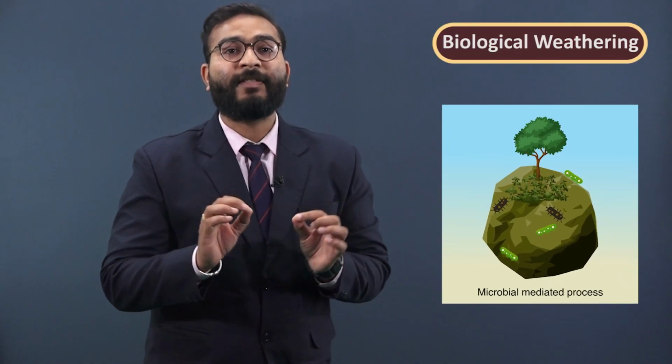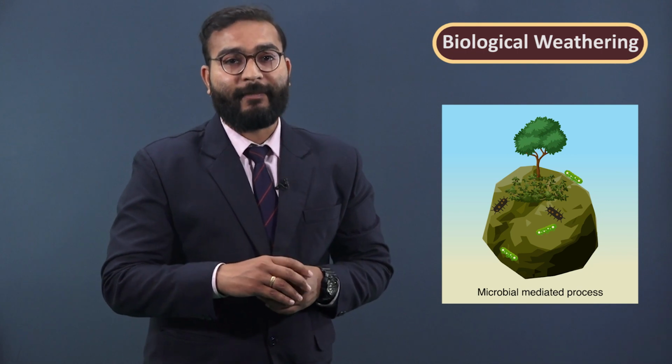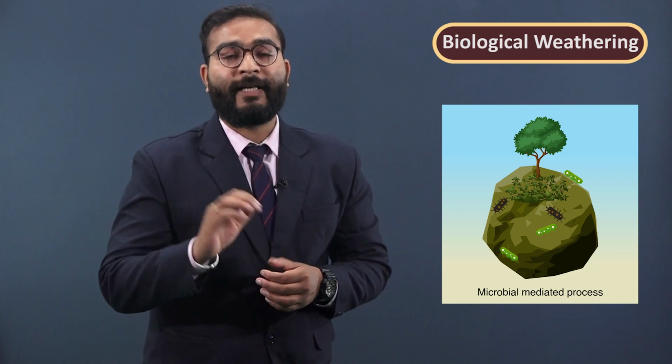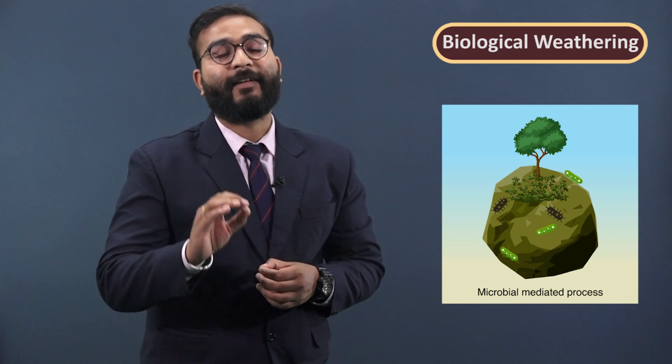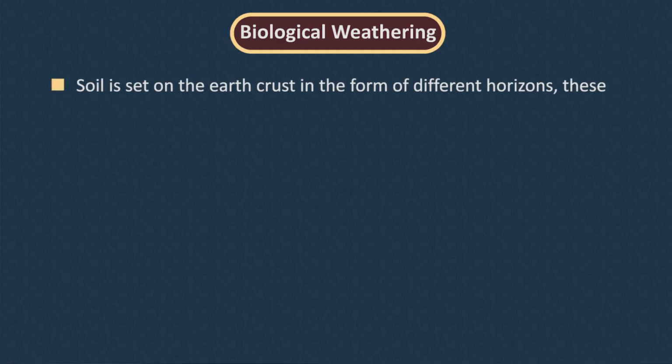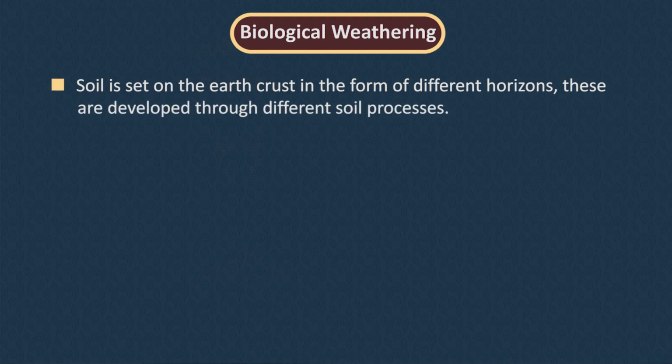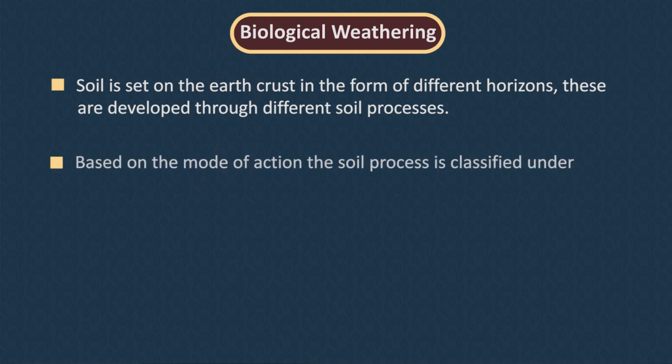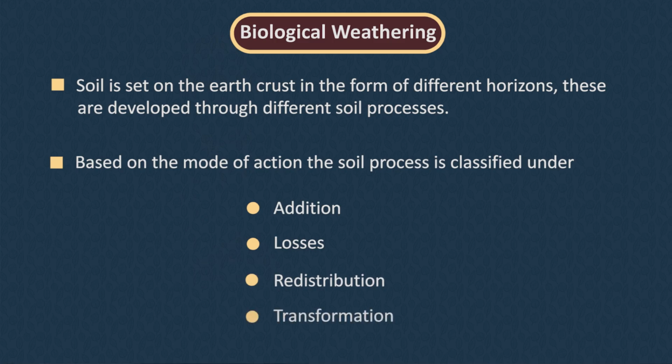Students, the biological process of weathering involves the role of microbial organisms through the secretion of organic acids, ultimately resulting in the weathering of the rocks. Students, soil is set on the earth's crust in the form of different horizons. These horizons are developed through different soil processes. Based on the mode of action, the soil processes are classified under addition, losses, redistribution, and transformation.